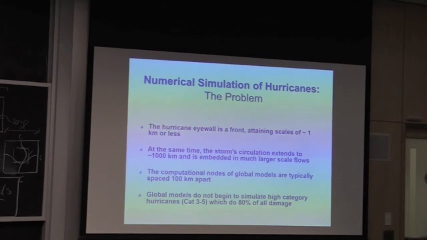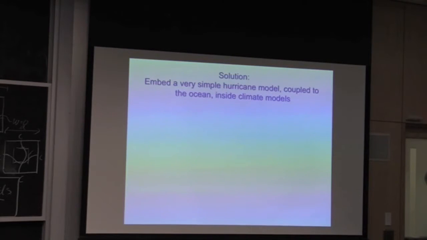All right, so we have a big problem. And one solution to this is to embed a very simple hurricane model that's very importantly coupled to the ocean. Hurricanes have a strong effect on the ocean. They upwell or stir up cold water to the surface, which tends to reduce their intensity, an effect that's not well simulated by current climate models. And so we have to do that.